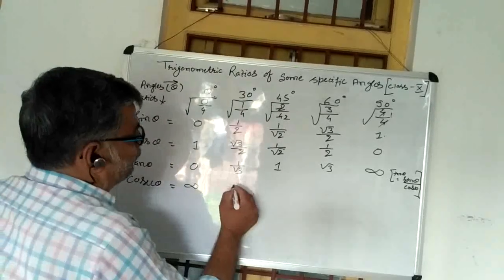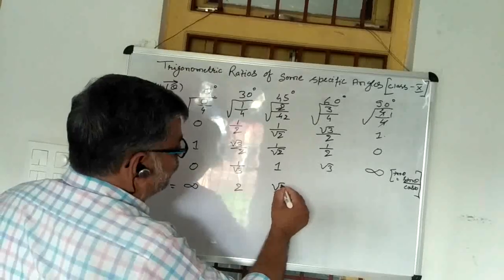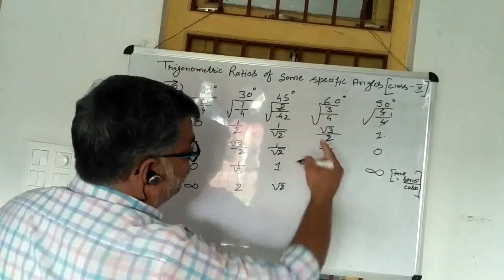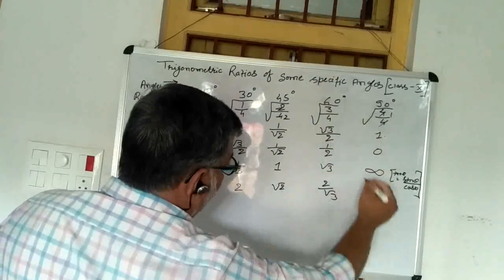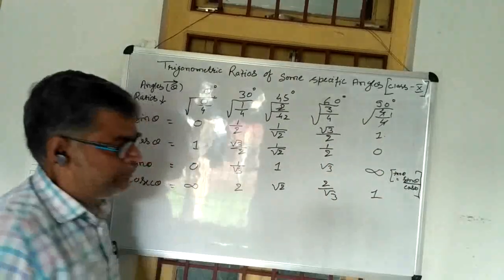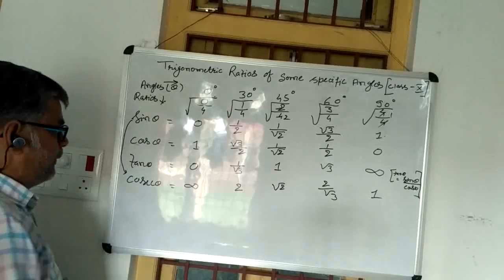So the reciprocal of 1 by 2 is 2. The reciprocal of 1 by root 2 is root 2. And the reciprocal of root 3 by 2 is 2 by root 3. And the reciprocal of 1 is 1 as it is. So in this way we got the values of cosec theta.